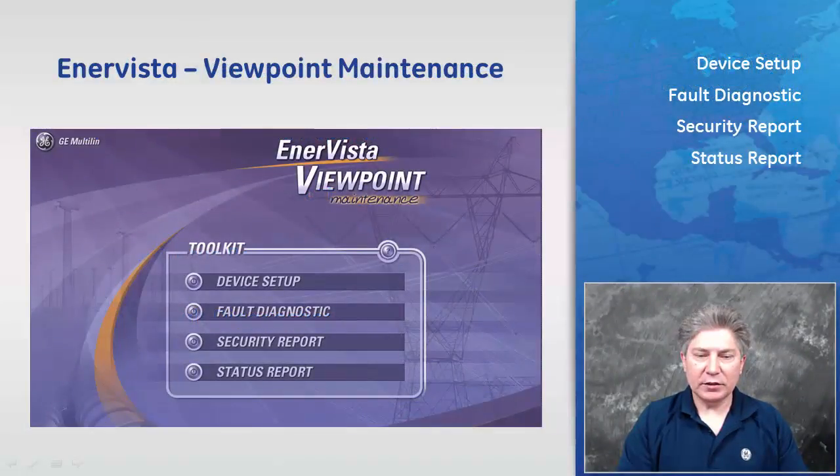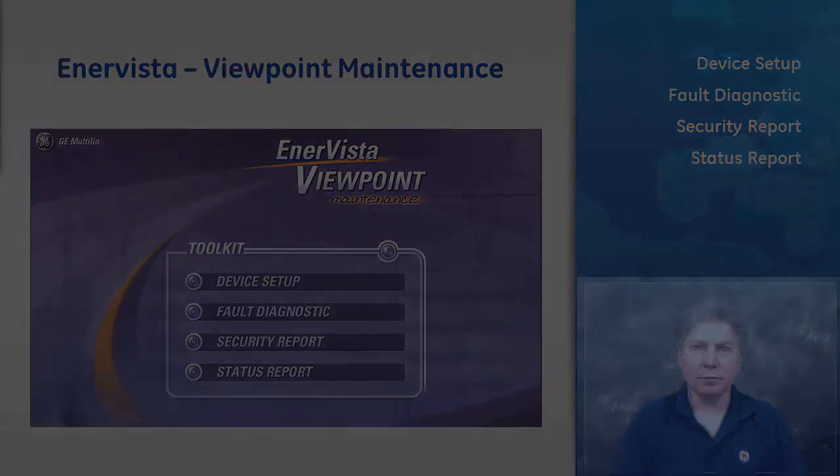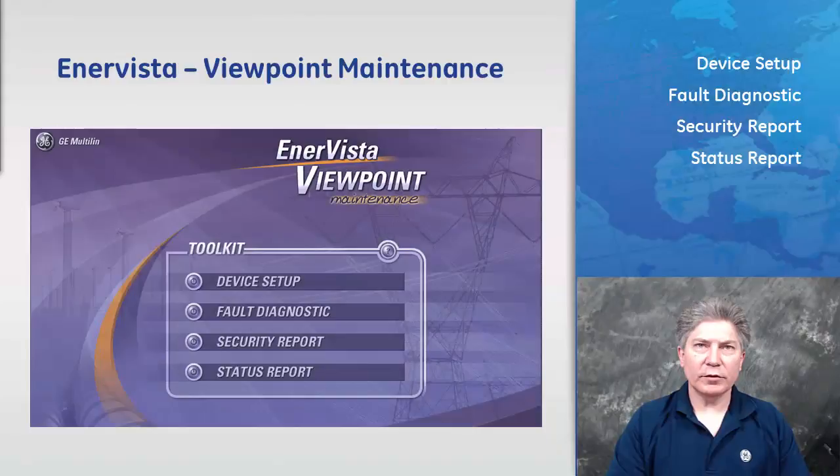In Viewpoint Maintenance, the main menu is divided into 4 sections: device setup, fault diagnostics, security report, and status report. So we're going to go into each one of them and show how they're set up. So let's go to the first tab, device setup.